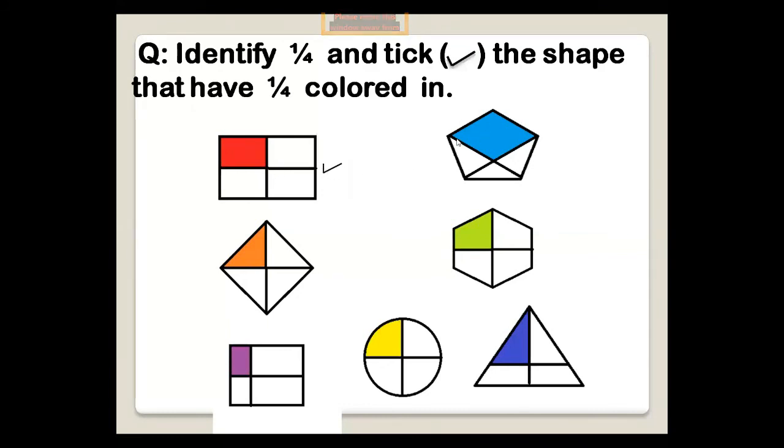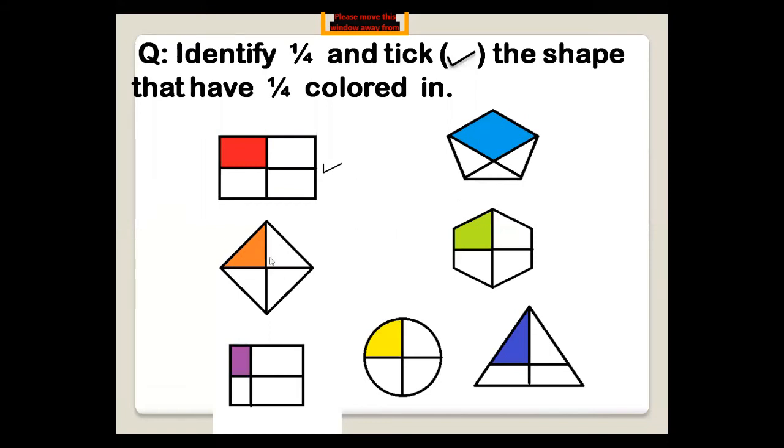Now see the next. It is a pentagon, and it is not divided into 4 equal parts. The shaded part is bigger and the other 3 parts are smaller in size. So that's why we will not put the tick on it, because it is not divided into 4 equal parts.